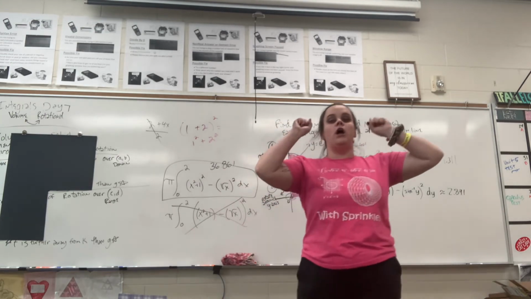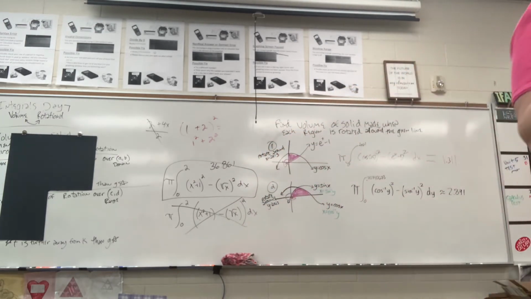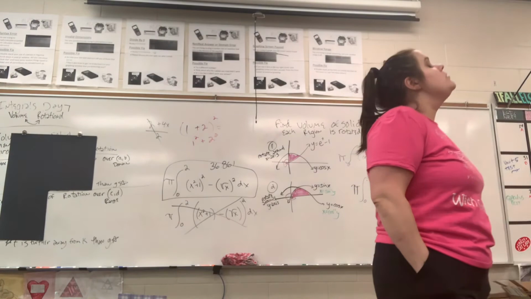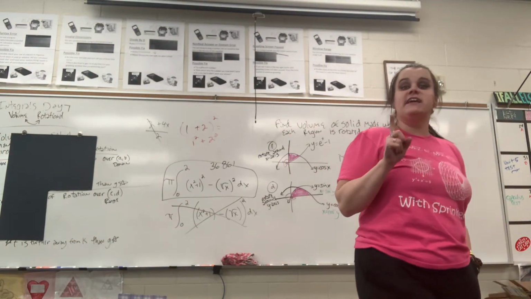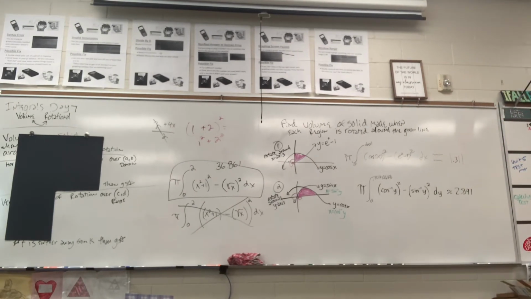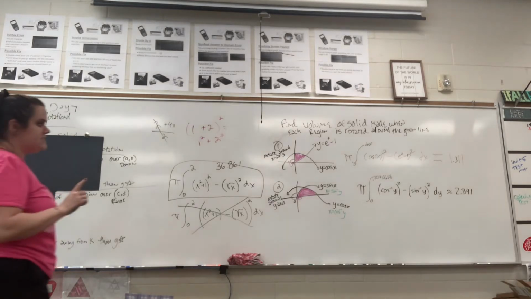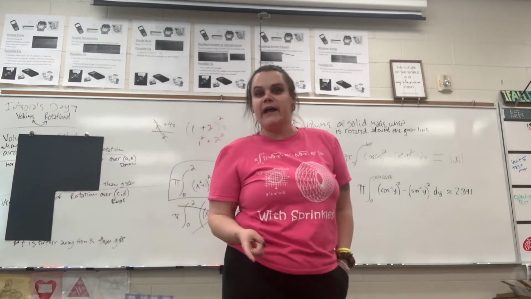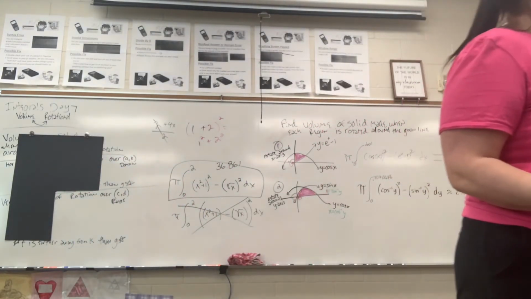Okay, so I want a rule of thumb. How do I know when to do dx versus dy? Depending on which axis you're rotating. Now I'm going to say it a little different, and it's important enough to write down, so I'm going to say it a few times. When my axis of rotation is horizontal, use dx. When my axis of rotation is vertical, use dy.